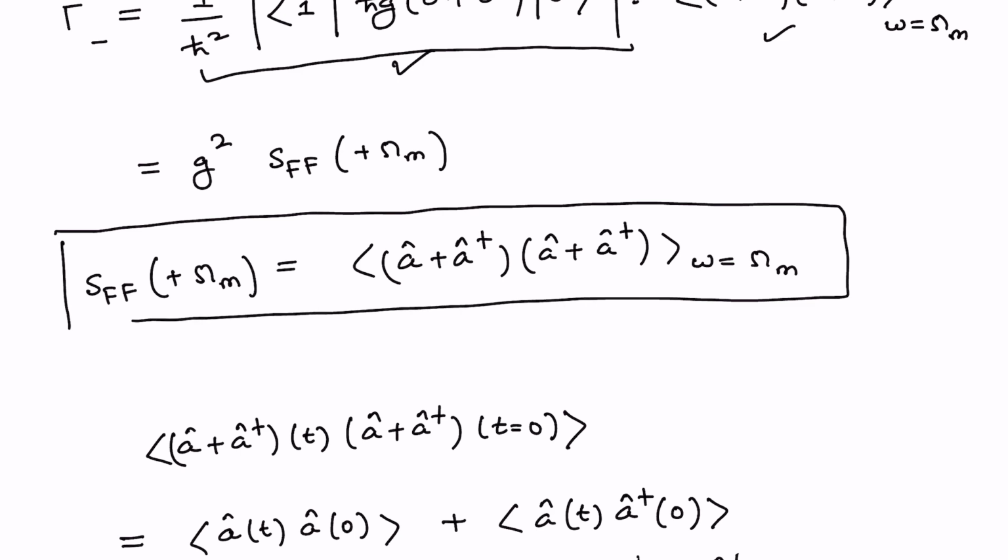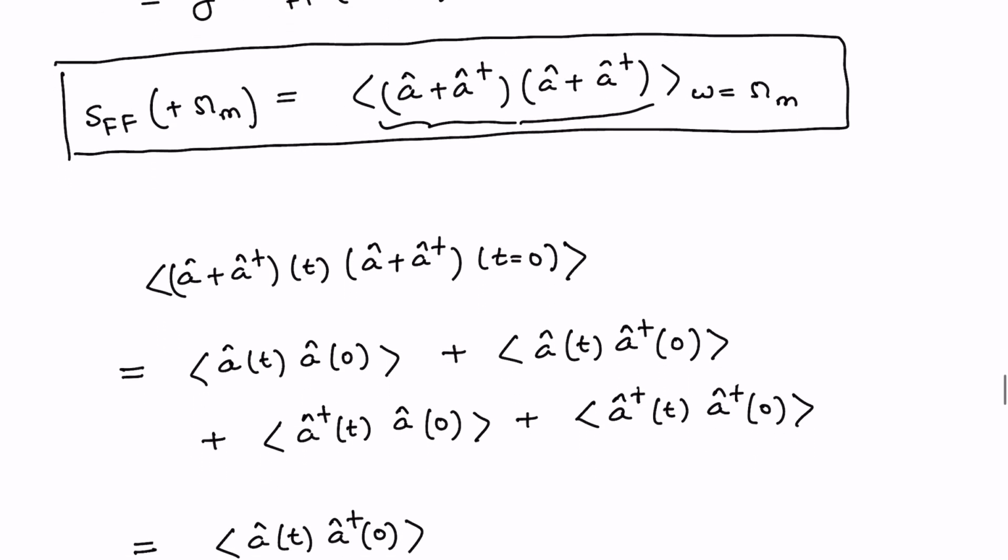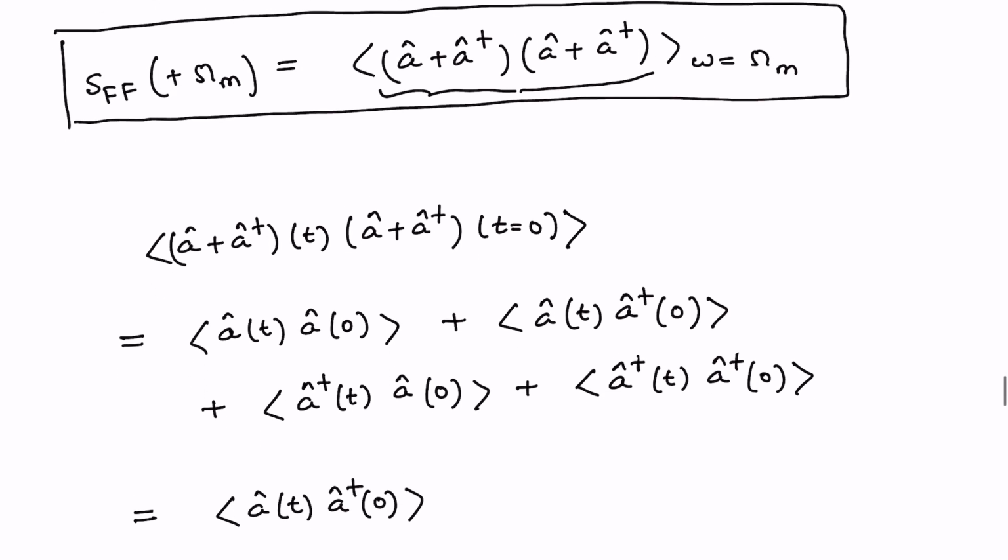And to calculate this particular quantity, first of all we have to deal with the expectation value of the operator a plus a dagger, a plus a dagger, and you have to work it out at time t, and a plus a dagger at time 0 is equal to 0.